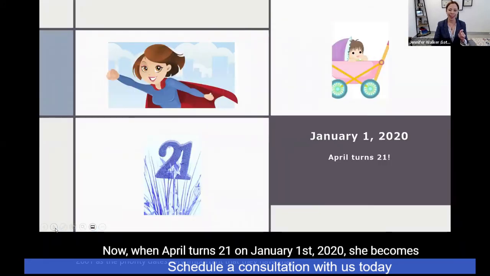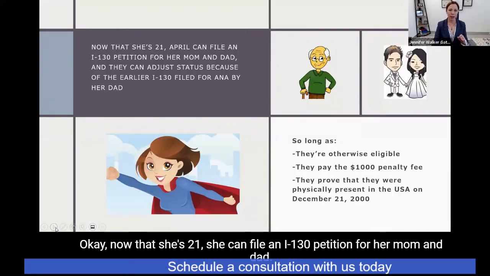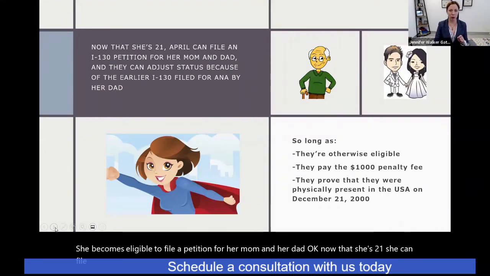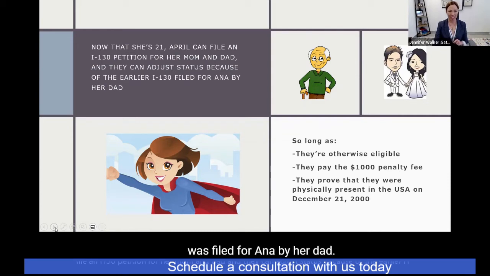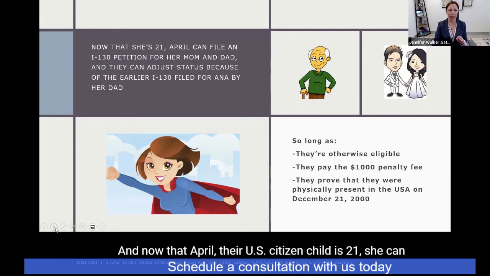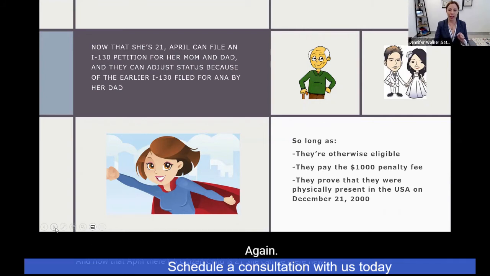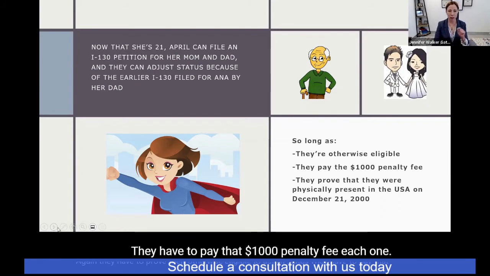Now, when April turns 21 on January 1st of 2020, she becomes eligible to file a petition for her mom and her dad, okay? Now that she's 21, she can file an I-130 petition for her mom and dad, and they can adjust status because of the earlier I-130 that was filed for Ana by her dad, okay? It covers Ana, it covers Julio. And now that April, their US citizen child, is 21, she can be their new petitioner. Again, they have to prove they're otherwise eligible to adjust status. They have to pay that $1,000 penalty fee, each one.